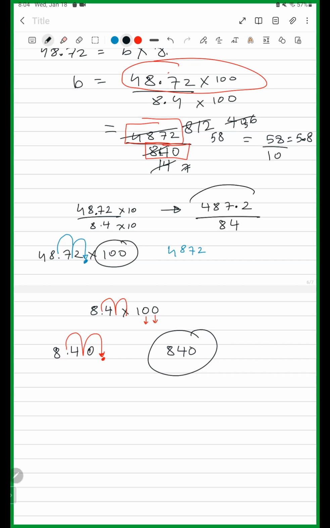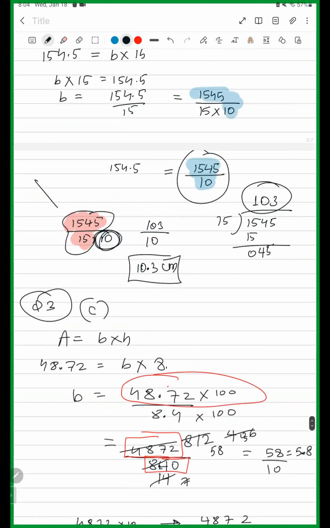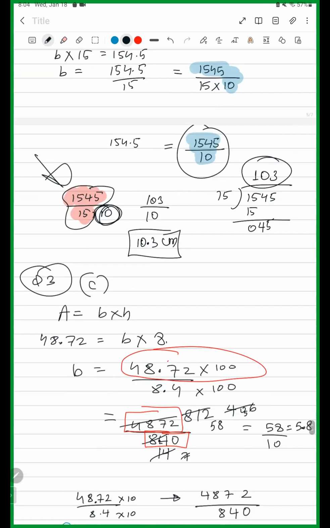Now you have this point. To remove this point, again you have to do the same thing. What will you do to remove this point? You will put a 0 over here and remove the point. The same thing which we did over here. Here we did the same thing. Why do we have to put a 0 there?